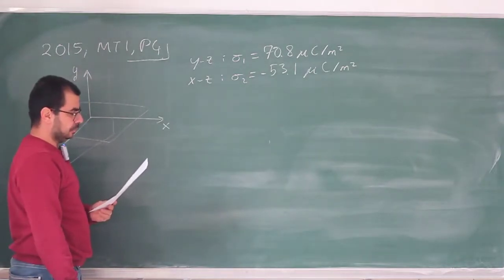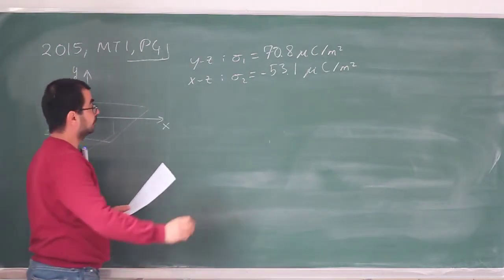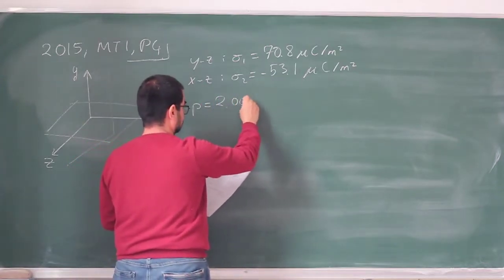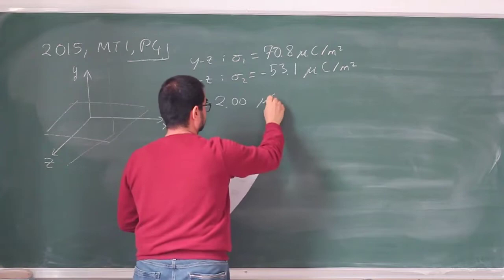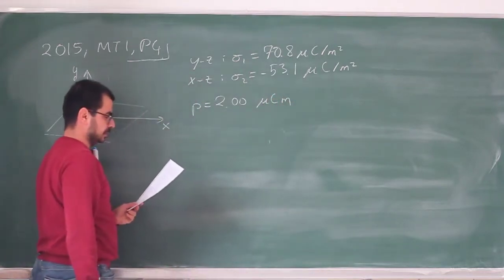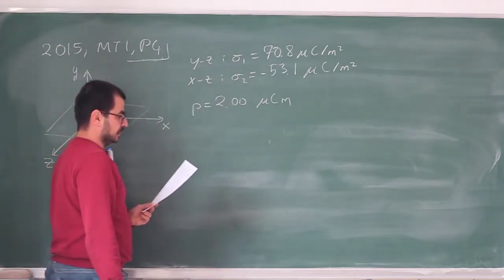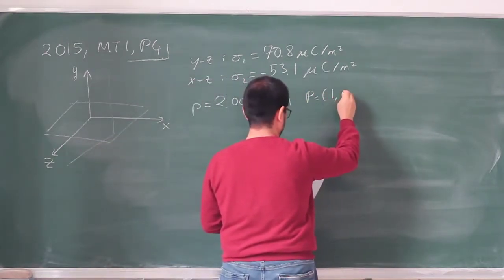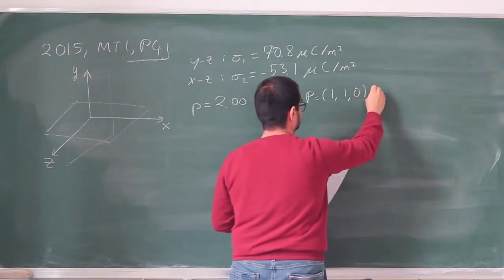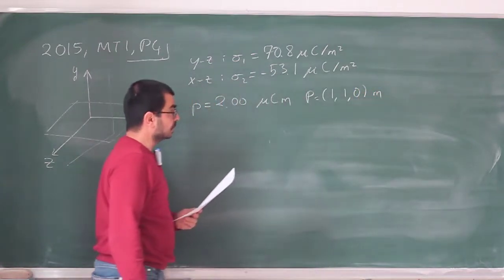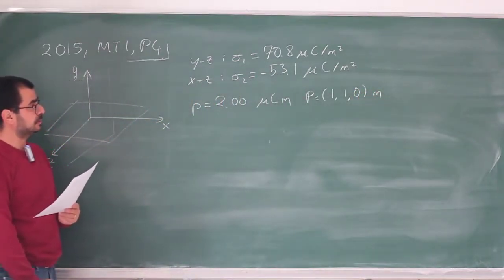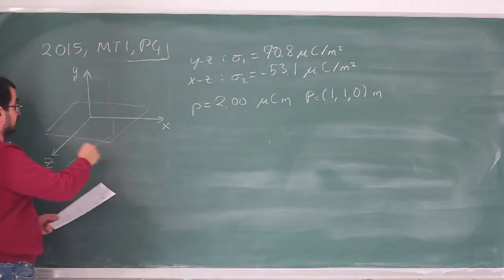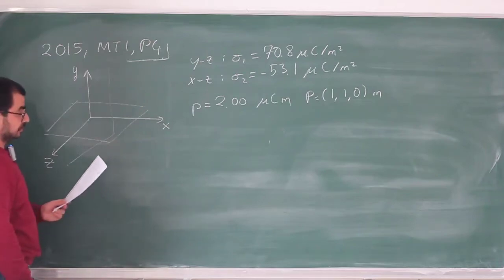And we have a dipole with dipole moment P equals 200 microcoulomb meters. Its position is at P, which is at (1, 1, 0) meters. So X equals 1 meter, Y equals 1 meter, Z equals 0 meters. So it's somewhere in the XY plane, some distance from the Z-axis.